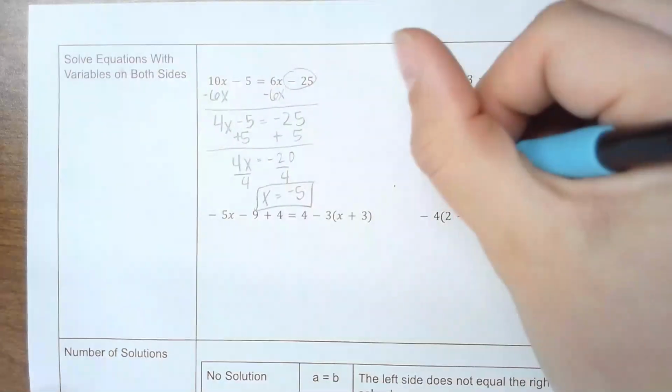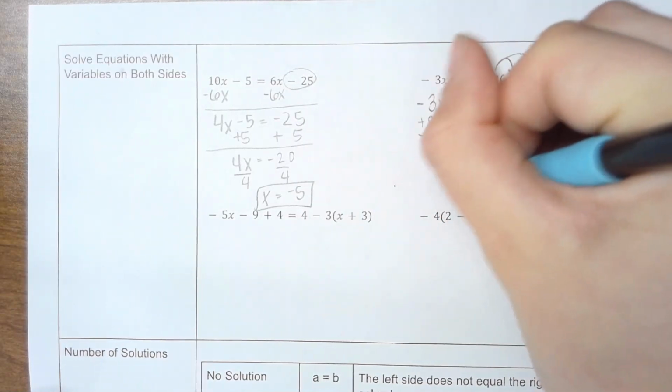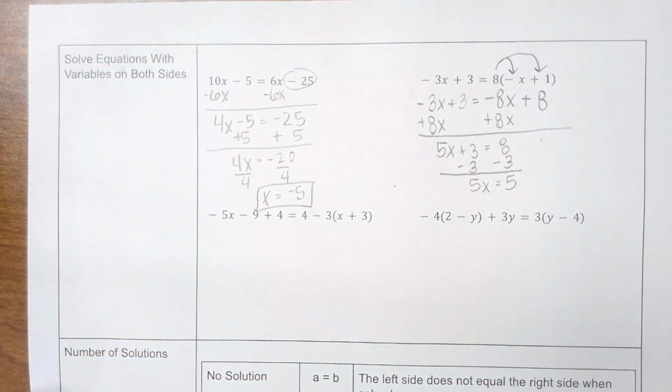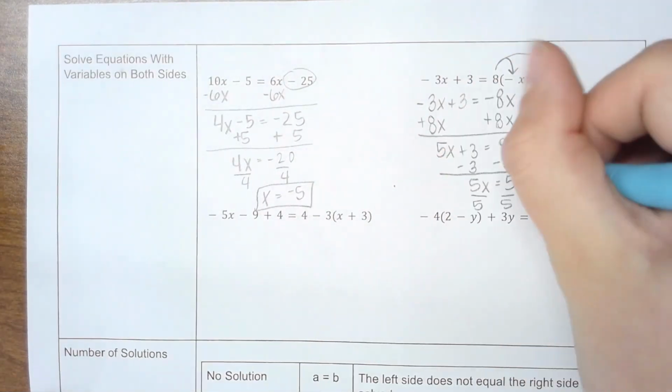Next step would be to subtract that 3 on both sides, so I now get 5x equals 5. And then the last step would be to divide by that 5 on both sides, and we get x equals 1.